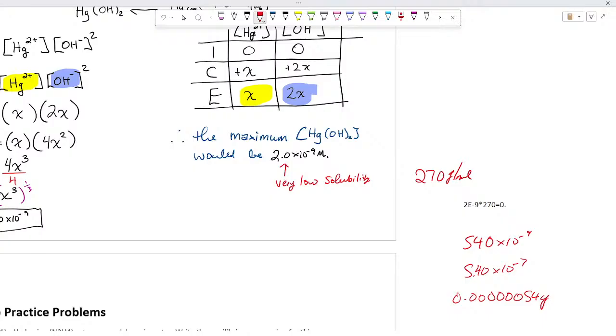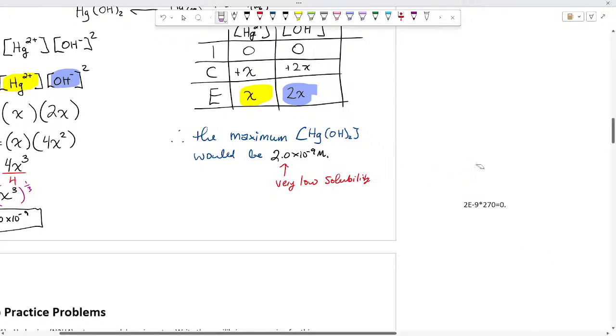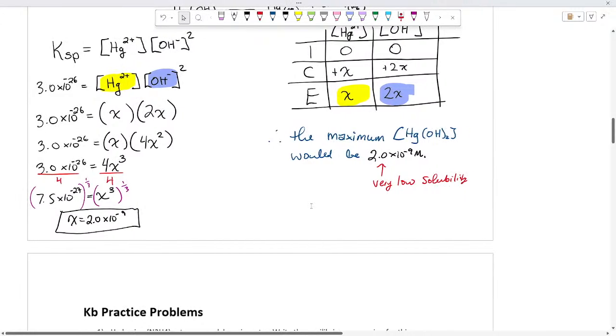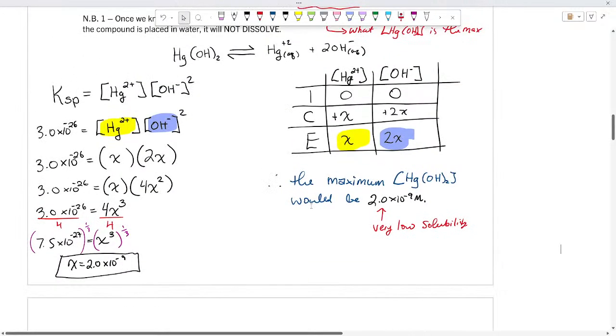Functionally none. Does that make sense? Which is why, if you go back and look at our old solubility rules, at our solubility table from grade 11 chemistry, it calls mercury hydroxide insoluble. It's not actually insoluble. Nothing's insoluble. It's just really low solubility. Every ionic compound dissolves, right? It's just how much does it dissolve? And this dissolves not very much.